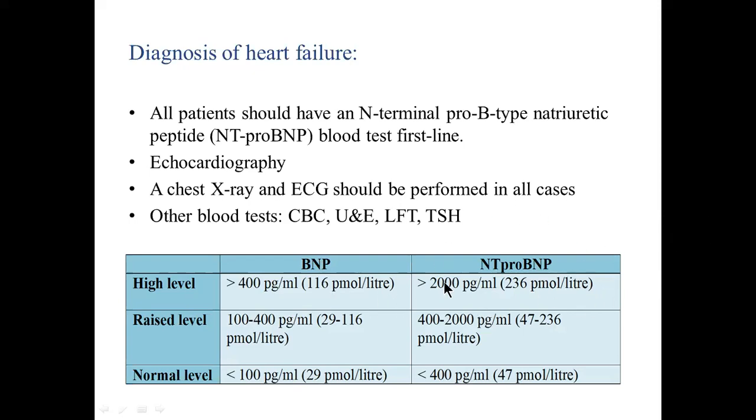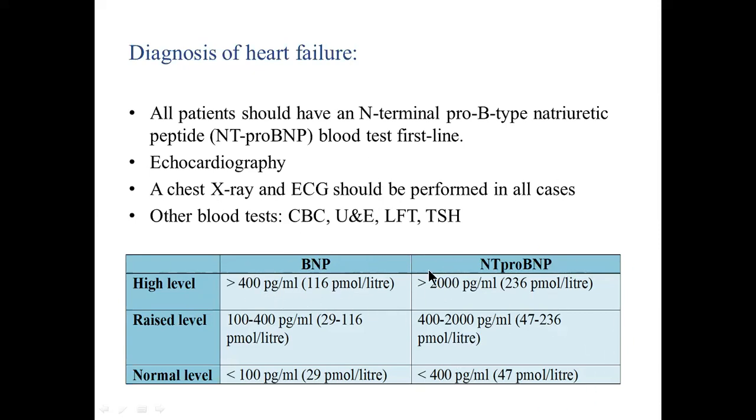And for that reason, we prefer to test NT-proBNP over BNP, because BNP, being biologically active, is less stable and has a shorter half-life. While NT-proBNP, because it's not biologically active, has a longer half-life, and so it's more reliable to test when you are evaluating heart failure. So the recommendation now is to test for N-terminal pro-BNP, not BNP. This is a very important point.